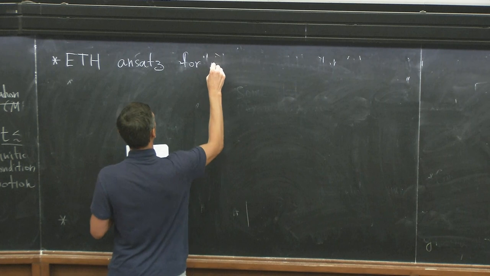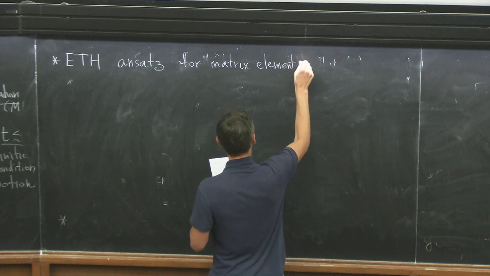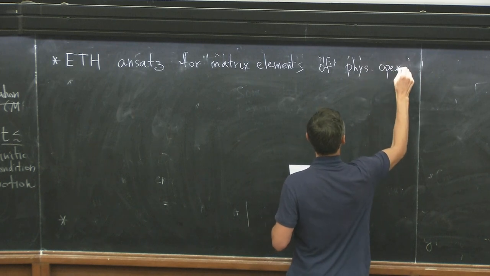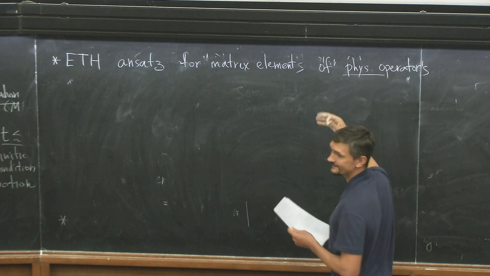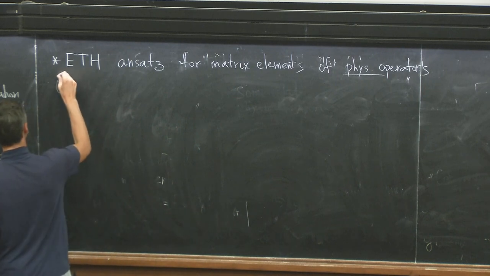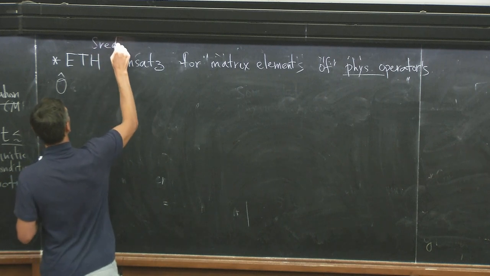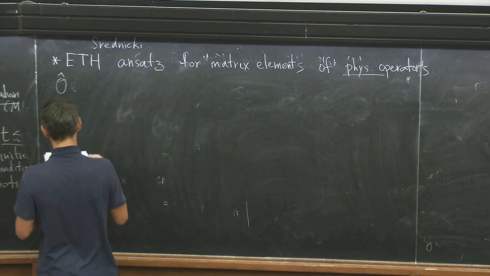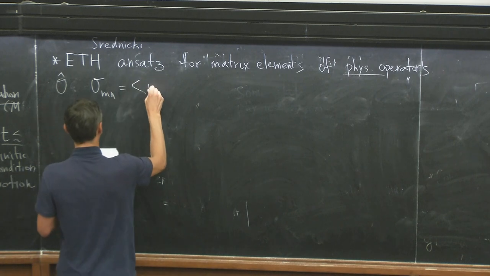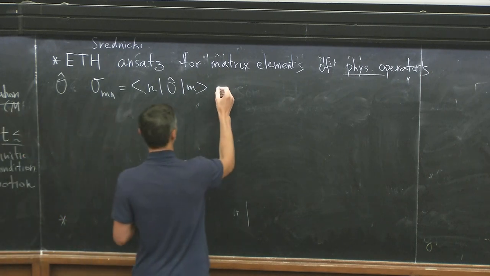For matrix elements of physical operators. Physical here is important, and in a second we will discuss exactly what physical operator means. But let's say I have an operator O. Then this, due to Srednicki and Deutsch, O_MN, which is the matrix element between eigenstates M and N, looks like this.